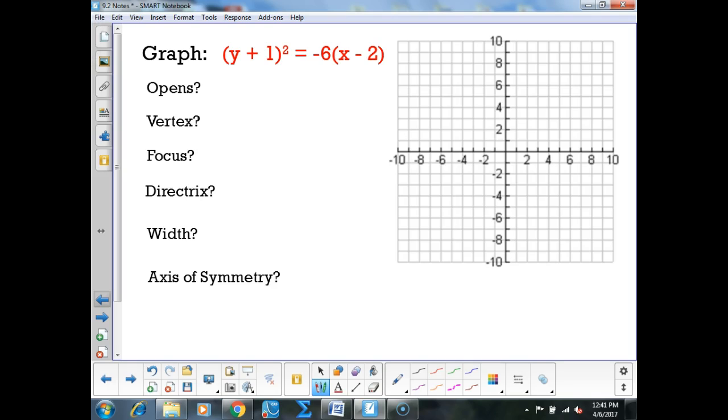It opens to the left. Do we agree with left? Yes. What's my vertex? -1.